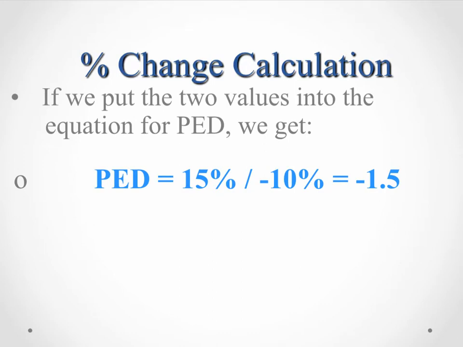If we take both values, the 15% change in quantity demanded over the negative 10% change in price, you get a PED coefficient of negative 1.5. This makes the demand elastic at the new price, which means that quantity demanded is responsive to changes in price. It should be noted that the numerator, or percent change in quantity demanded, is positive or increasing, while the denominator, or percent change in price, is negative or declining.